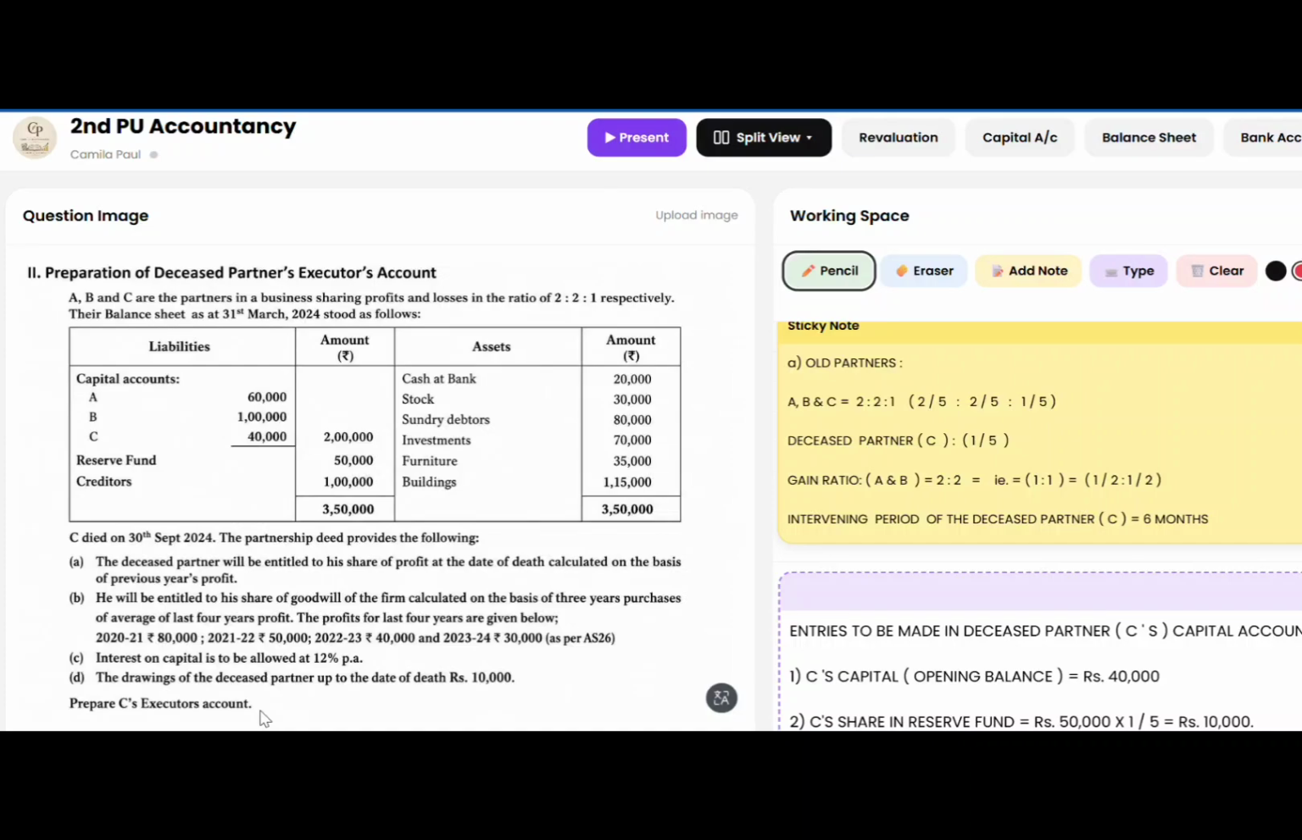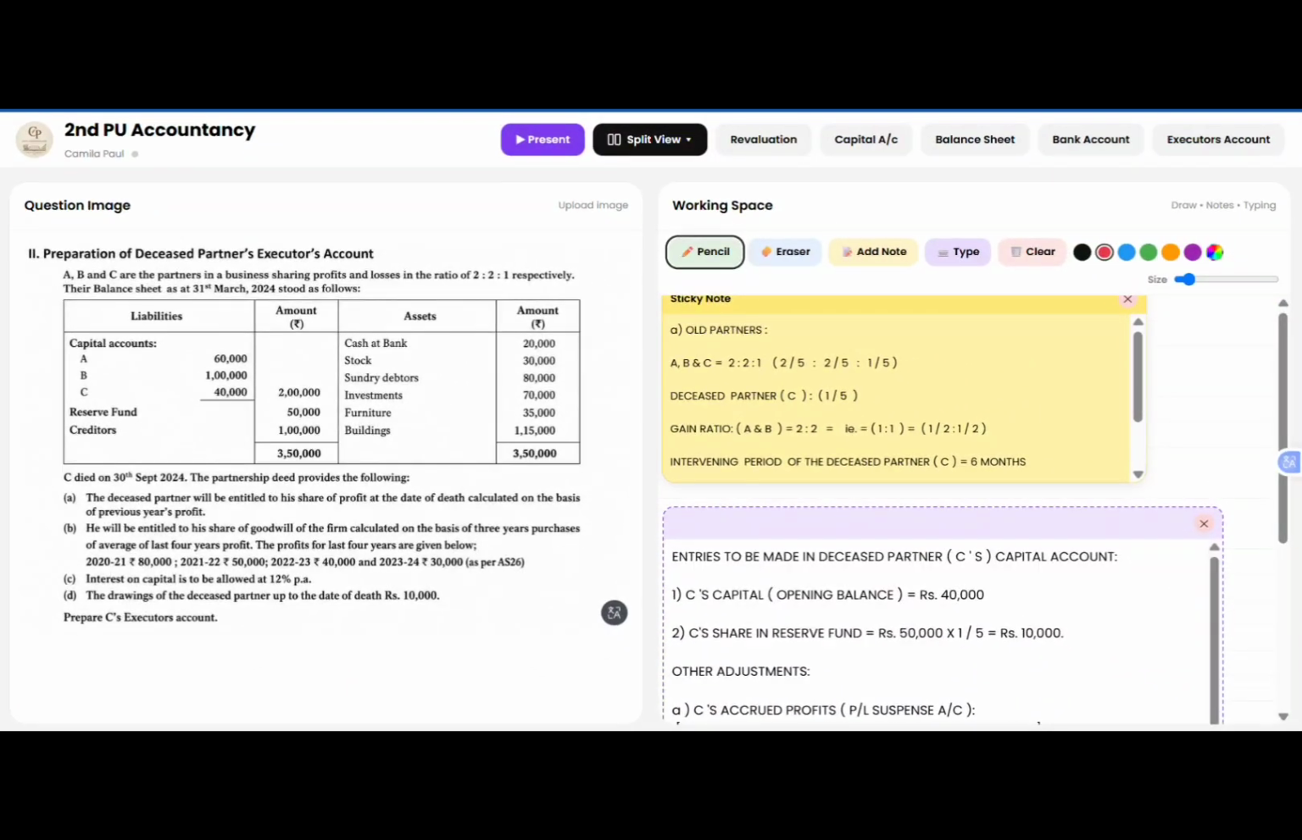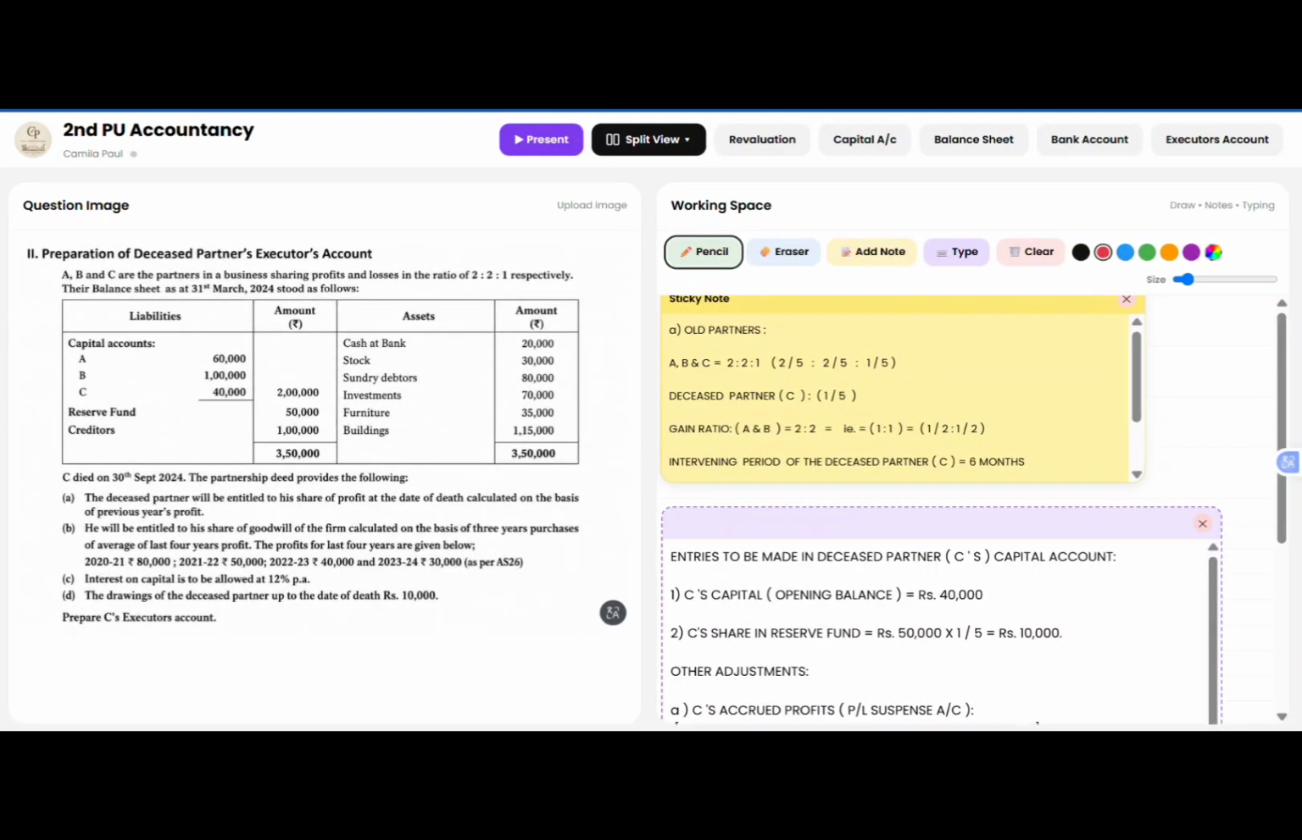Now let's see the working notes of all the adjustments given here. As per the information given, the old partners are A, B and C and their profit sharing ratio is 2:2:1, which we can write as 2/5, 2/5 and 1/5. Out of these three partners, C is the deceased partner and his share is 1/5.